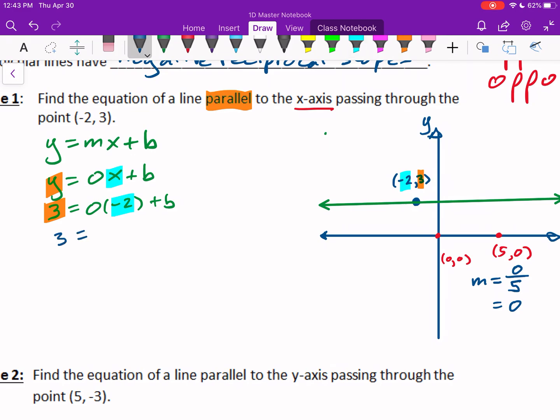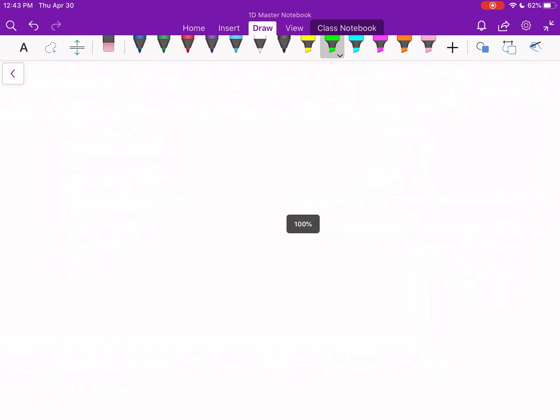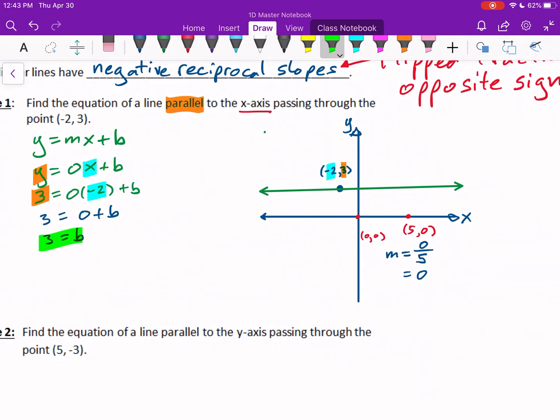3 equals 0 times 2, which is just 0. So it turns out that b is just equal to 3. That's my y-intercept. So I can go back and write my equation as y equals 0x plus 3. I think I've been using yellow for my slope up to now, so let's stick with that. But I could be wrong.